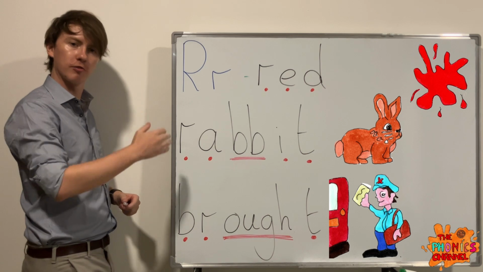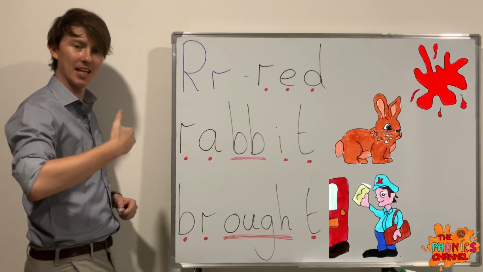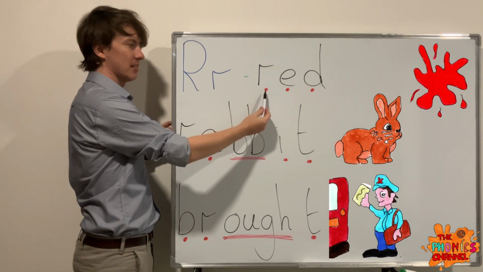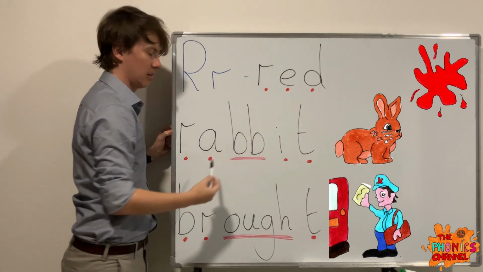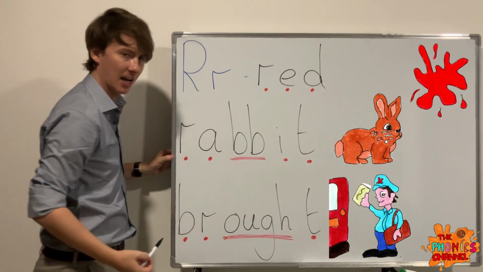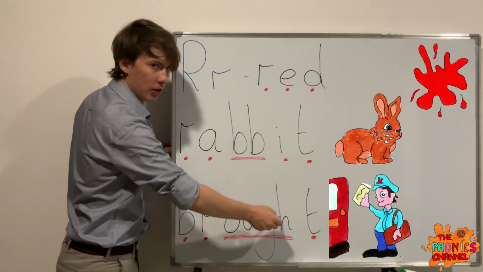Okay, so let's go through them all again together. Make sure you're saying it with me at home. R, r, red. R, E, D, red. Rabbit. R, A, B, it. Rabbit. And brought. Br, ought.